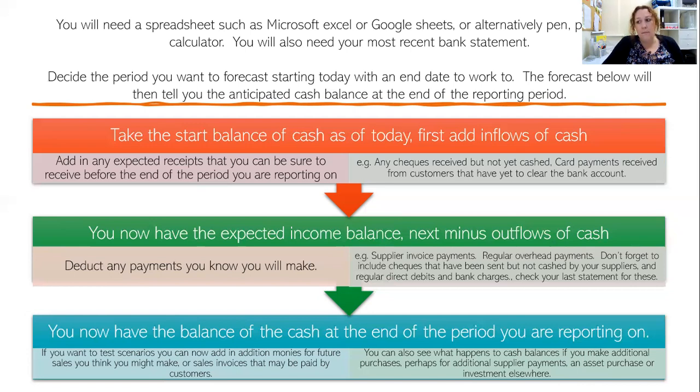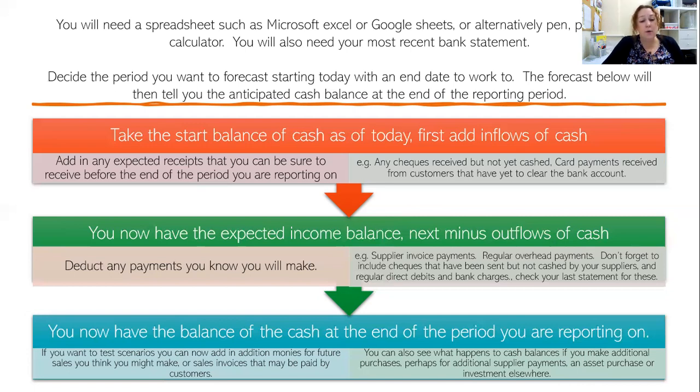We do mean the bank balance as well. So we start with that opening balance. You add in any monies you expect to receive that you can be sure of between now and the end of the period you're reporting on. So that could be that you are anticipating a loan coming into the bank account.